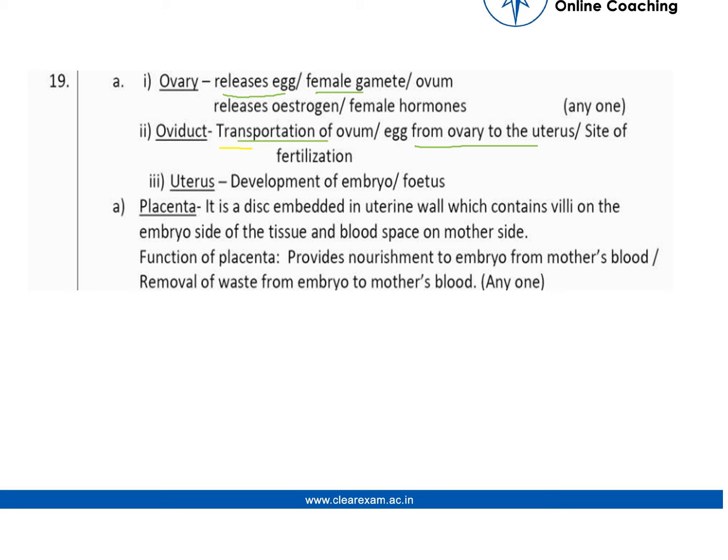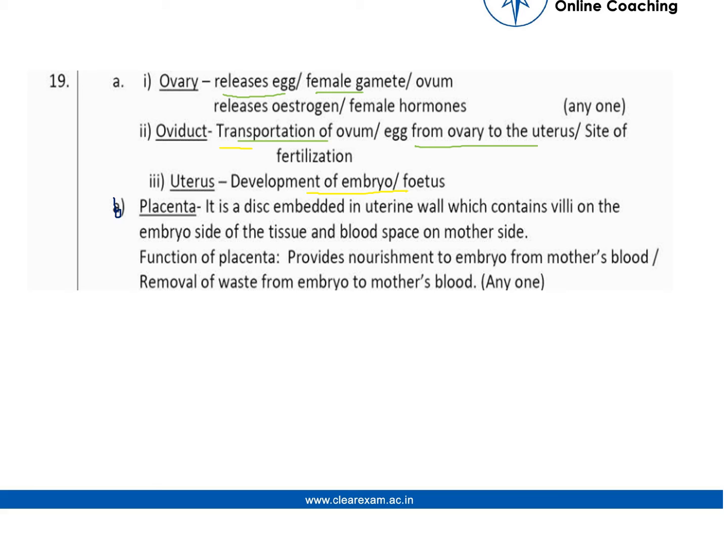Third part is uterus. Uterus is used for development of embryo, or we can say fetus. So these are the three functions in female reproductive system, and here was B part.